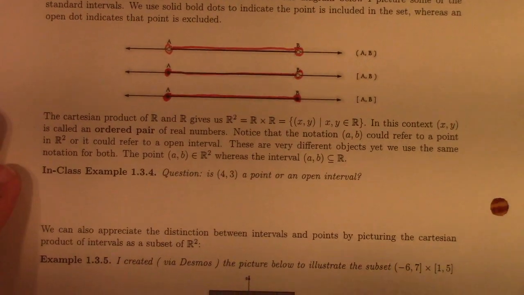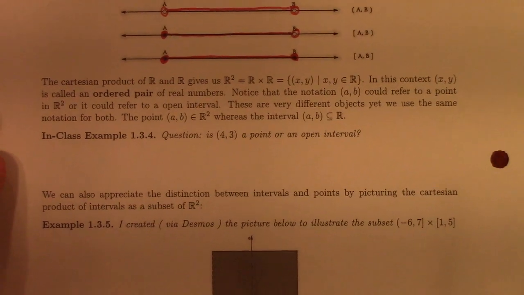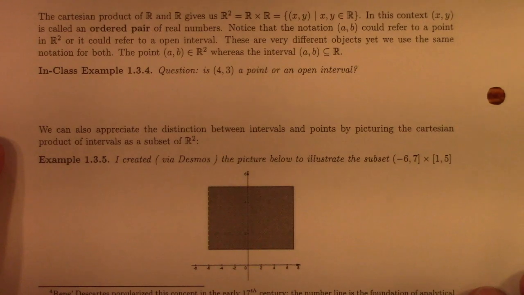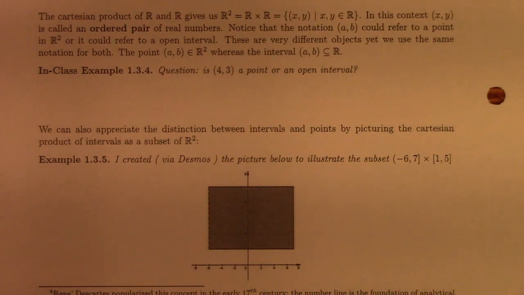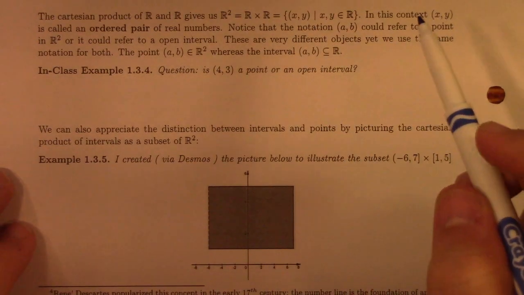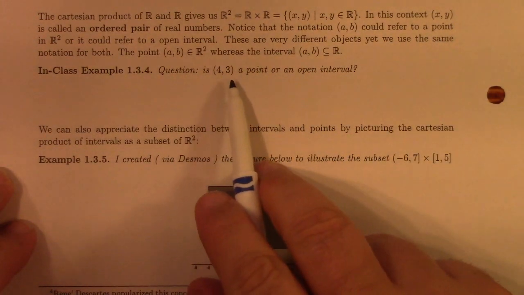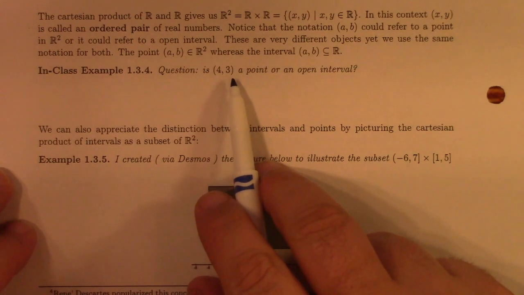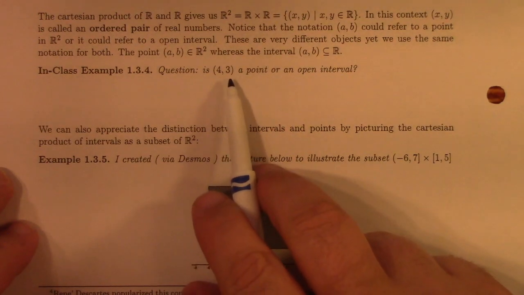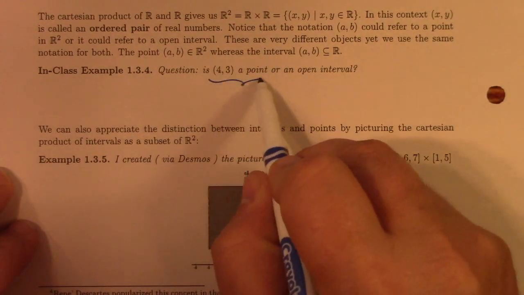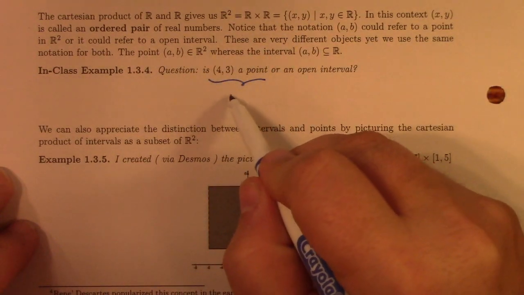Here's a fun question. You notice that we're using the notation in a somewhat ambiguous fashion. Think about (4,3). Is that a point? This one's actually not ambiguous, right? (4,3) cannot be an interval because 4 doesn't come before 3, right? So this has to be definitely a point.